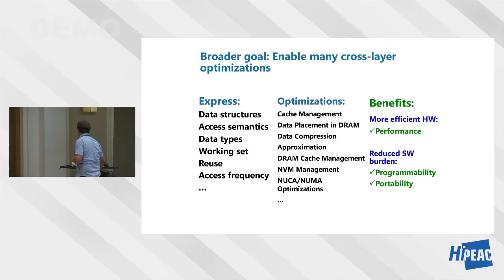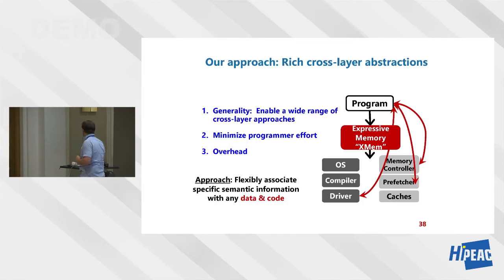I'm going to show you the key idea, how do you do it general purpose. Basically, we have an interface that interfaces the program with the hardware, and this interface is supposed to provide cross-layer abstractions. We want generality in this interface so that we can express almost anything that the programmer can come up with, which is not easy. And we want also to minimize programmer effort and overhead. So the approach we took in this work was to flexibly associate specific semantic information with any data. In this particular work it was data, but I think this could be generalized to code as well, like instruction memory.